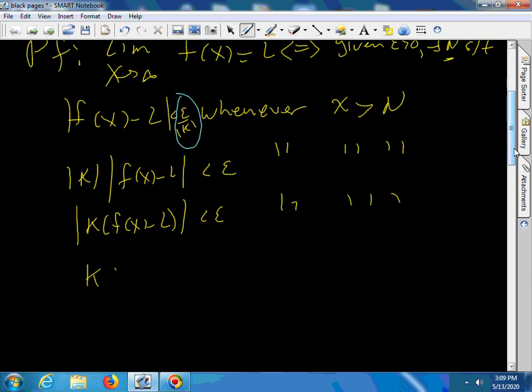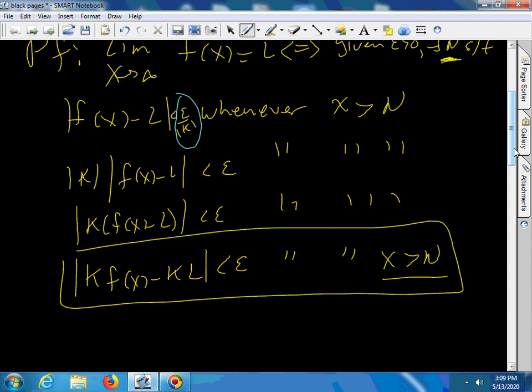But this is distributing out. This is k f of x minus k L. And this is less than epsilon whenever x is big enough. And we know that this N exists because it did exist. Well, this means the limit as x goes to infinity of k times f of x is equal to that. So we proved that when k is not 0.